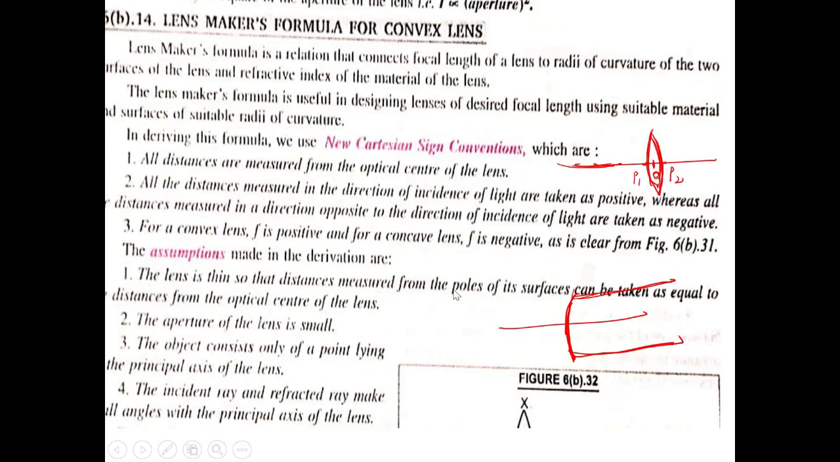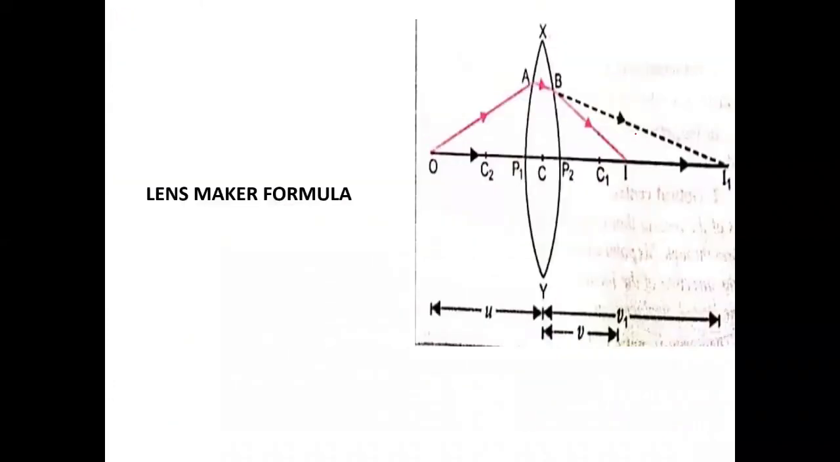Yes. So the object consists only of a point lying on the principal axis of the lens. So even for the lens maker formula, we are going to consider the object as a point. Now when we teach the lens maker formula, we take OA as the object. In the absence of the second surface, the image will be I1. But before it forms the image, it could travel along BI1. It undergoes a second refraction, and finally the image is formed at I.